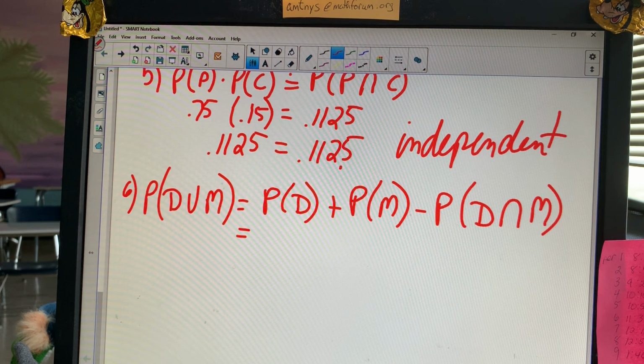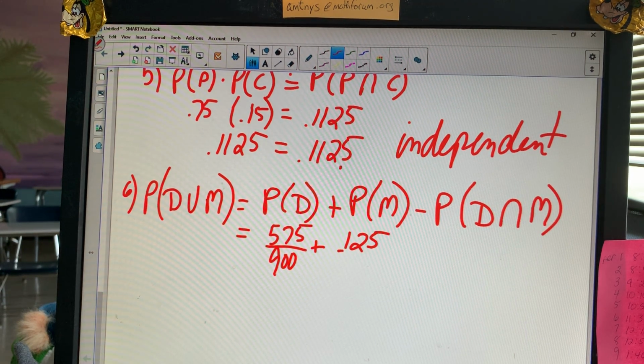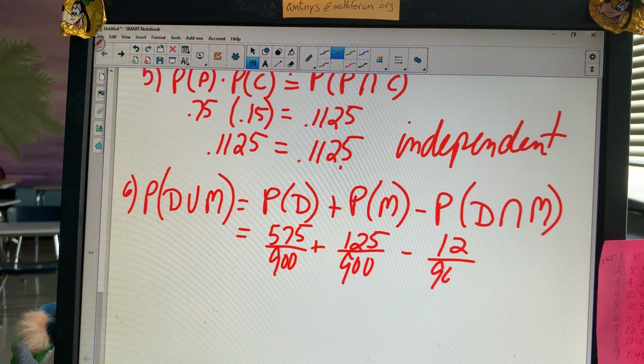So that is going to be 575 over 900 plus 125 over 900 minus 12 over 900, which comes to 688 over 900.